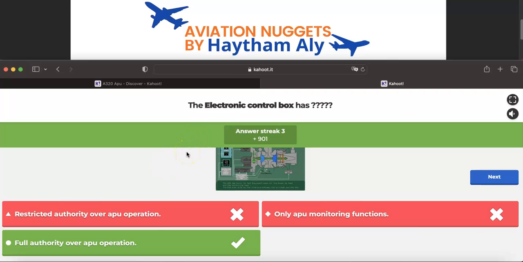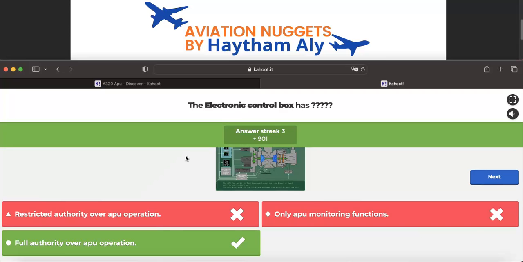It has full authority over APU starting, APU speed governing, APU protections, APU shutdowns. You know that the APU has several types of shutdown: normal shutdown, emergency shutdown, and automatic shutdown. So, what is the difference between these three types of shutdown? Normal shutdown will happen when you press the master switch of the APU after the APU is running normally without any problem. When you press the master switch, the APU will go to off and shut down normally.